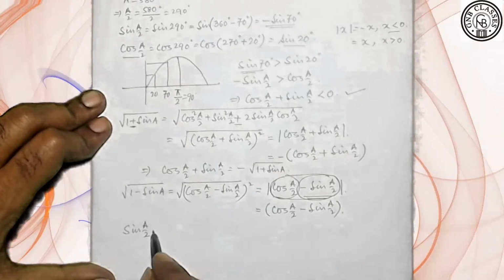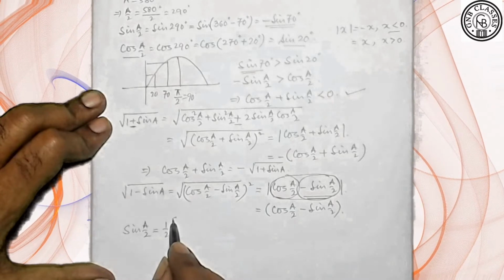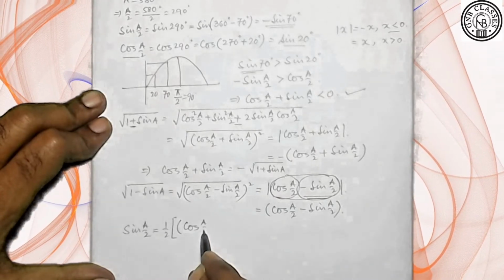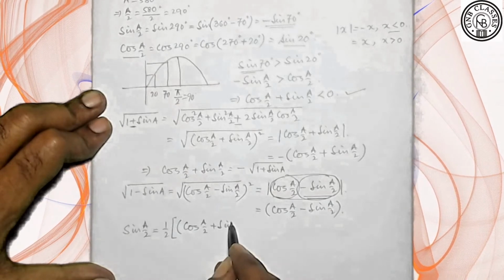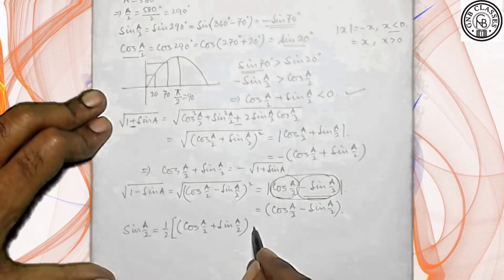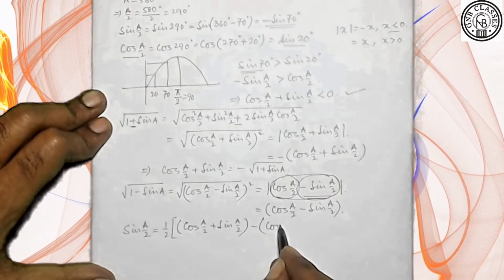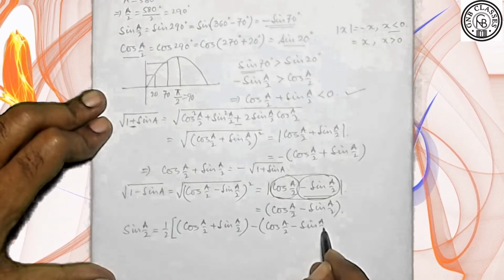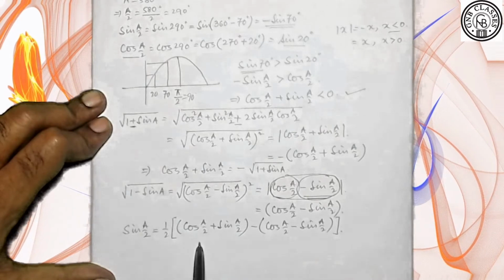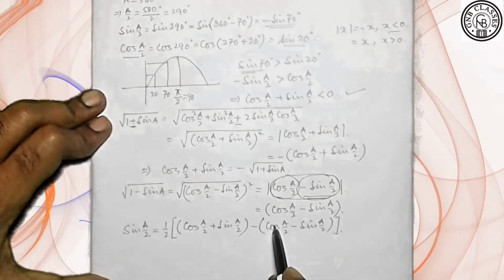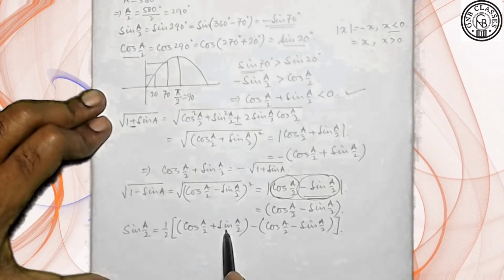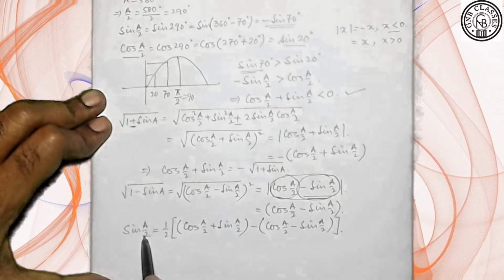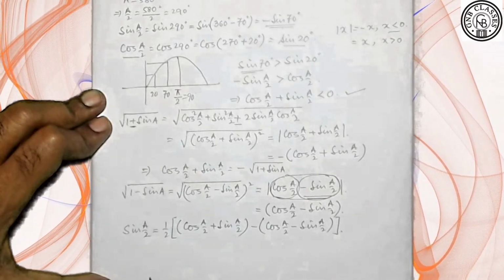Now in the question they have asked to find the value of sine A by 2. Now sine A by 2 can be half of (cos A by 2 plus sine A by 2) minus (cos A by 2 minus sine A by 2). Tell me yes or no? Because if we open the brackets, cos A by 2 goes off, so it will be 2 sine A by 2, the 2 goes off, so it is only sine A by 2, so absolutely perfect.